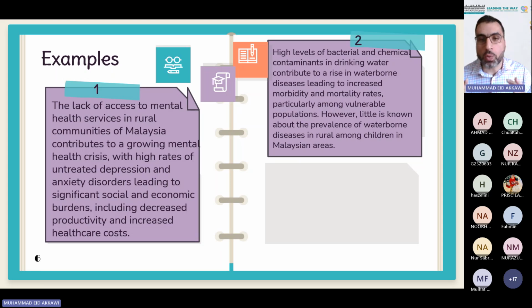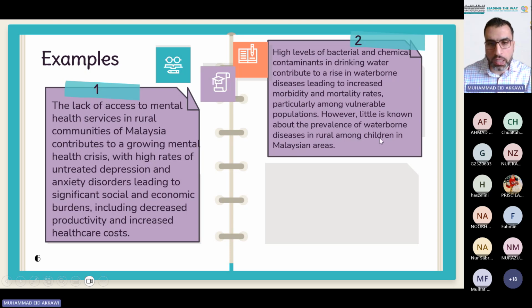So now, what is the knowledge gap here? Read with me. However, little is known about the prevalence. This is the specific prevalence of waterborne disease among Malaysian children in rural areas. Sorry, in diseases among Malaysian children in rural areas. Okay, so please fix it.